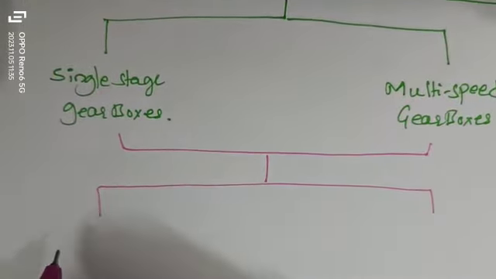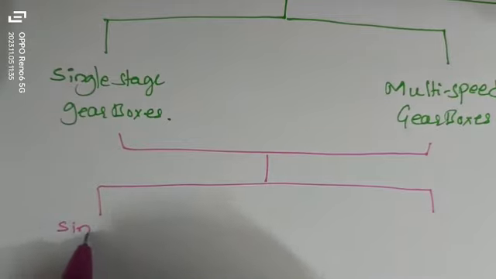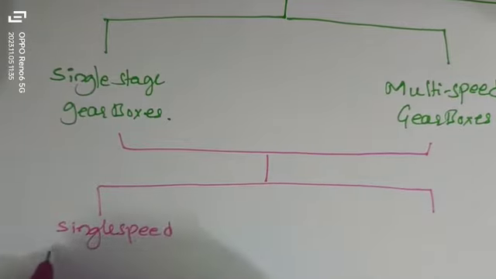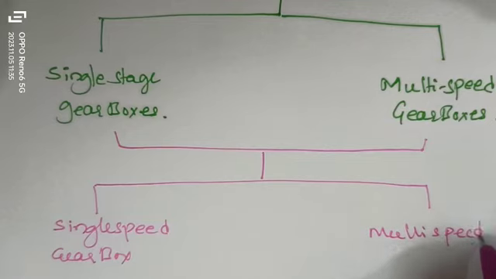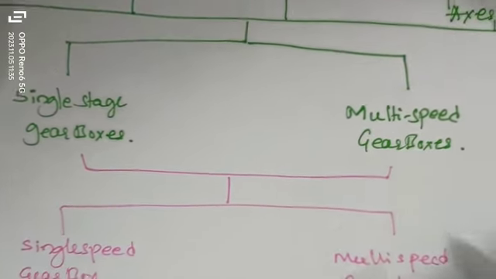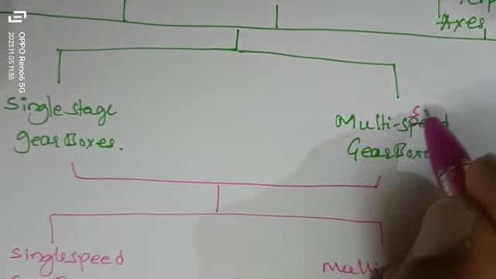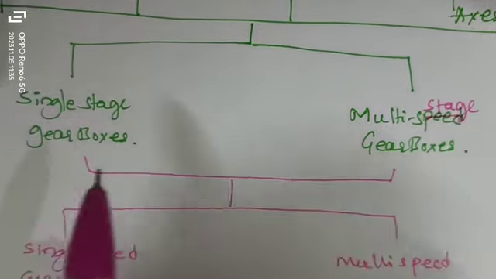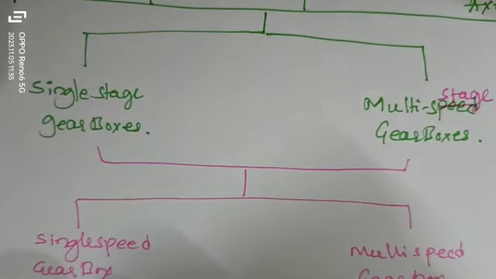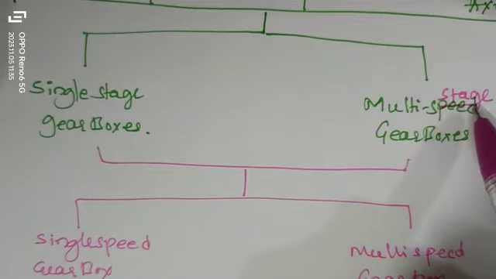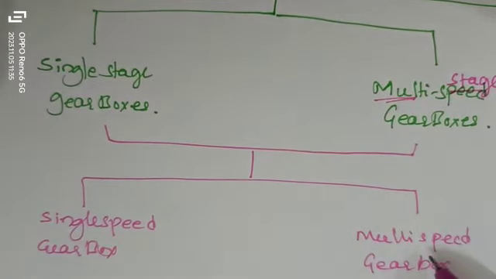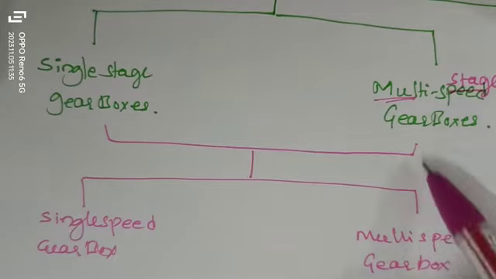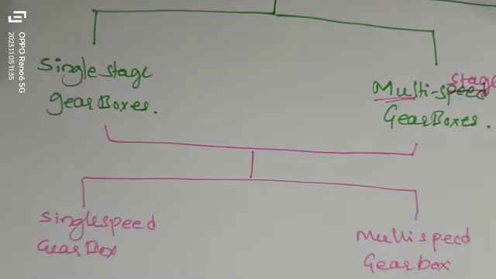One is single speed gearbox and multi-speed gearbox. Sorry, this should be stage, that is multi-stage. In the single stage and multi-stage, in the single stage there is again single speed and multi-speed. Multi itself says more than two speeds, so this is a category of multi-speed gearbox.